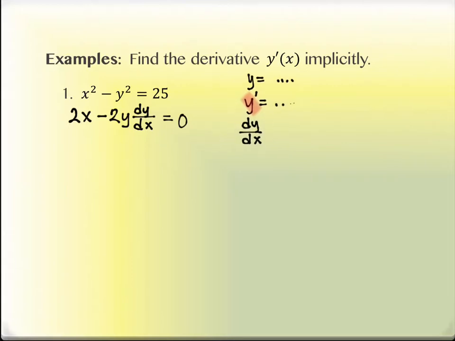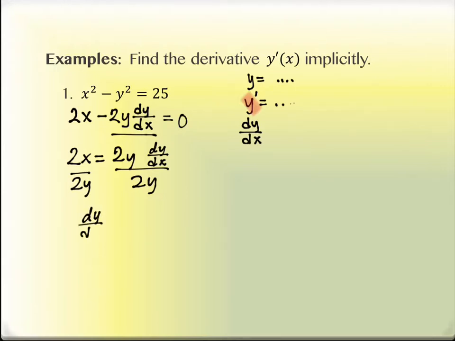Let me move this over. Now, we are going to solve this equation that we currently have here so that it says dy/dx on the left and everything else on the right. We're going to simplify that. So I'm going to move this whole piece to the right, excuse me. So 2y dy/dx. And then what would I do to get the dy/dx alone? My goal is dy/dx alone. Divide by 2y. So dy/dx is equal to x over y.